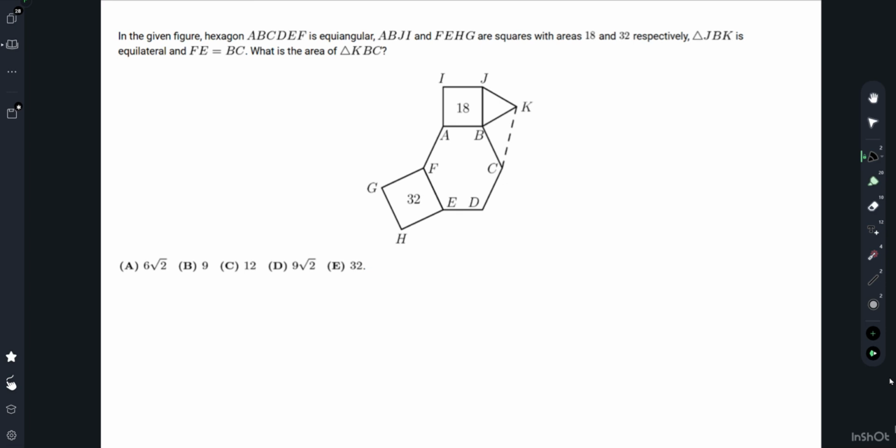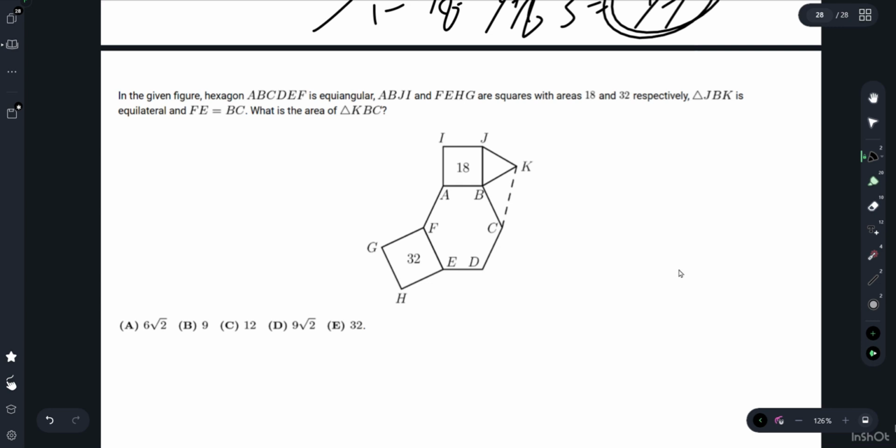So the problem says, in a given figure, hexagon ABCDEF is equiangular. ABGI and FEHG are squares with areas 18 and 32, respectively. Triangle JBK is equilateral and FE is equal to BC. What is the area of KBC?